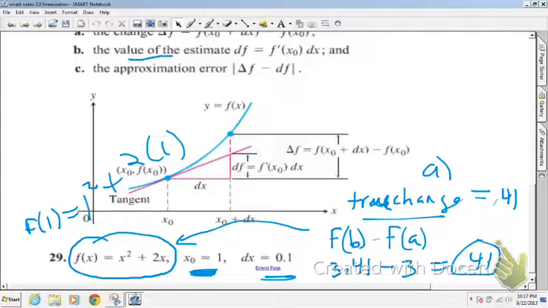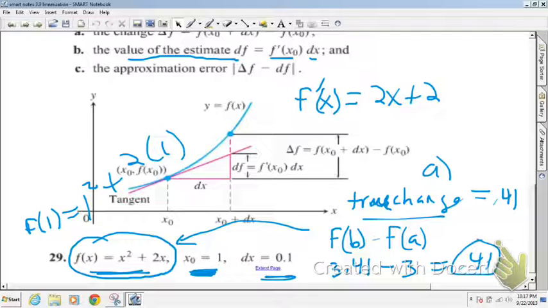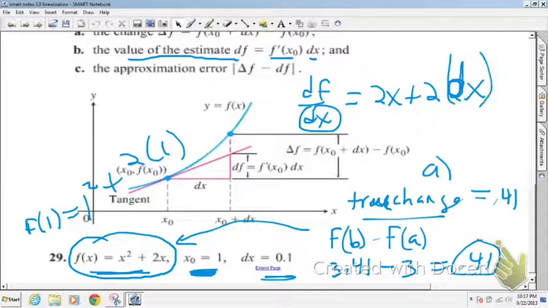Now it says get the value of the estimated change df by simply taking the derivative evaluated at x naught times dx. Okay, well let's do that. Here's your function. So its derivative, I'm going to call that f prime of x, is equal to 2x plus 2. Now, to use a little bit more notation, instead of f prime, I'm going to call that df dx. So the derivative of the function with respect to x is equal to 2x plus 2. If I just swing that dx up here, it really means multiply by dx.